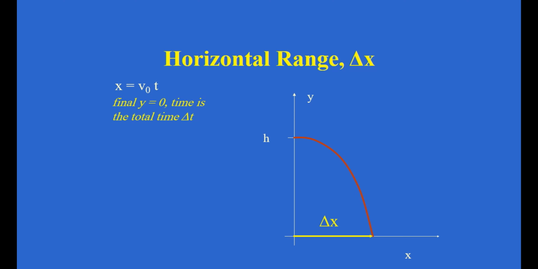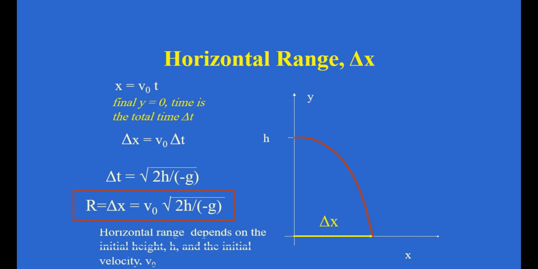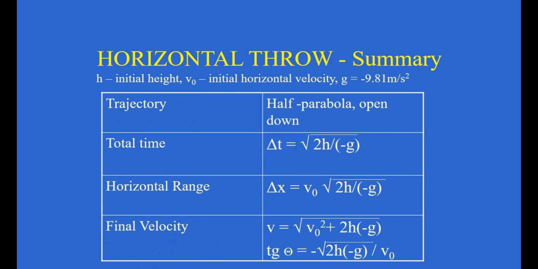Horizontal range delta x. This is the frame. x equals v naught t. Final y equals 0, and time is the total time delta t. So delta x equals v naught delta t, where delta t equals the square root of 2h over minus g. The range r equals delta x equals v naught times the square root of 2h over minus g. Horizontal range depends on the initial height h and the initial velocity v naught.